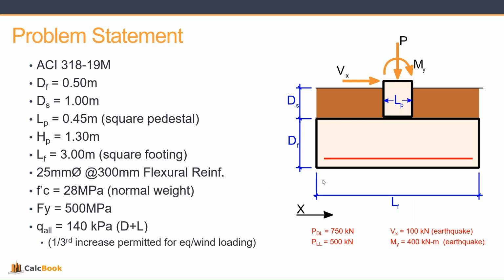Our allowable soil pressure is 140 kilopascals, and that's for dead plus live. And then we are allowed a 1/3 increase for wind and seismic loading. Our demands, in the lower right corner, are a vertical dead load of 750 kilonewtons, a vertical live load of 500 kilonewtons, a lateral load due to earthquake of 100 kilonewtons, and an overturning moment of 400 kilonewton meters. And just as a reminder, that lateral load is applied at the top of the pedestal, so we'll have an additional moment due to the height of the pedestal to the bottom of the footing where the overturning occurs. So let's go ahead and open up CalcBook, and we'll get started on the design.